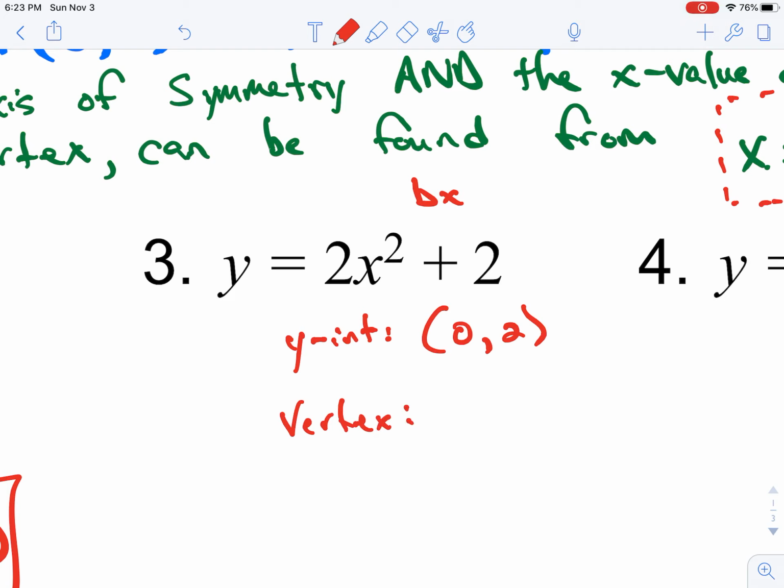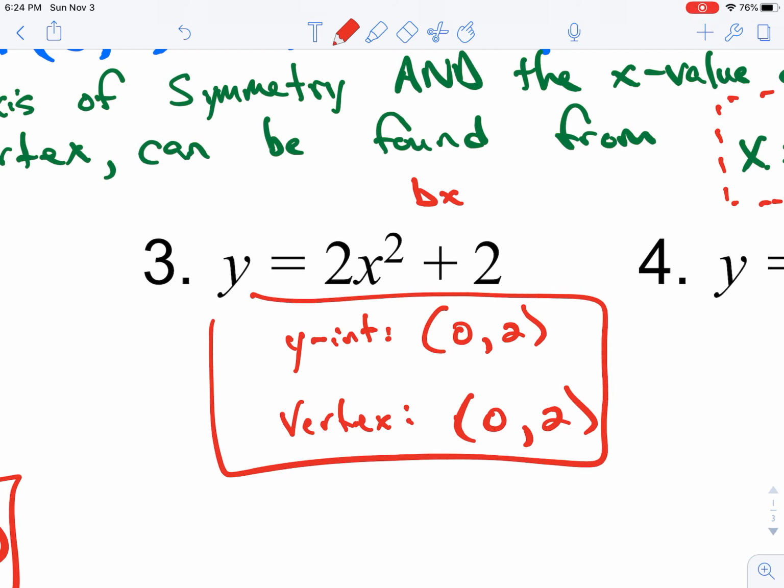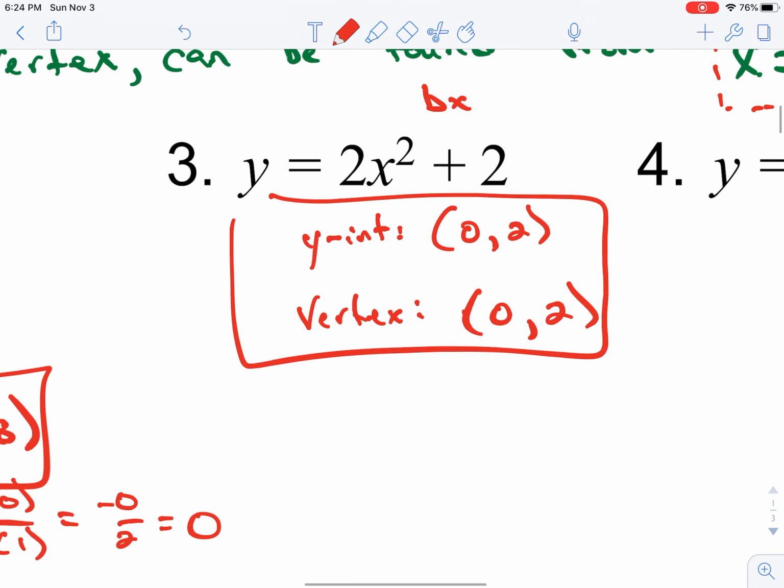Remember, 0 divided by anything is always going to be 0, so that means when we plug in 0, we're going to get 2, so the y-intercept and vertex are at the same spot. If this doesn't seem to connect with you, all you would have to do is remember that a equals 2, b equals 0, and c equals 2, and you could use negative b over 2a to solve. So if you're not picking up on why the y-intercept and vertex are the same point, just plug the numbers in and do it the long way.